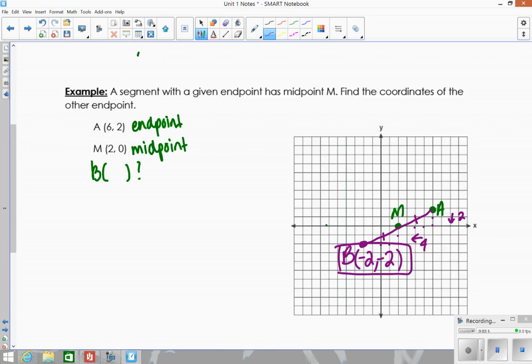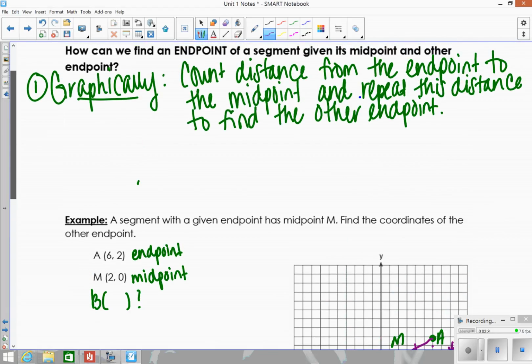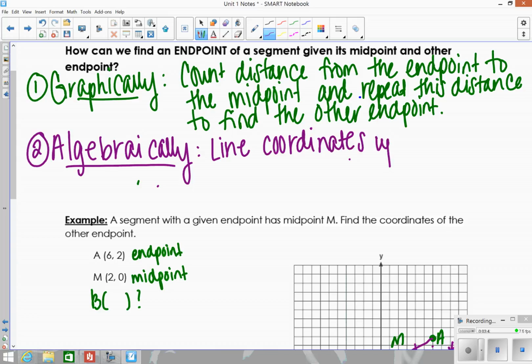So now we're going to look at how we do this algebraically. Algebraically, we don't really have a formula. Instead, what we're going to do is add and subtract numbers to figure out that same distance. So we're going to line the coordinates up vertically.